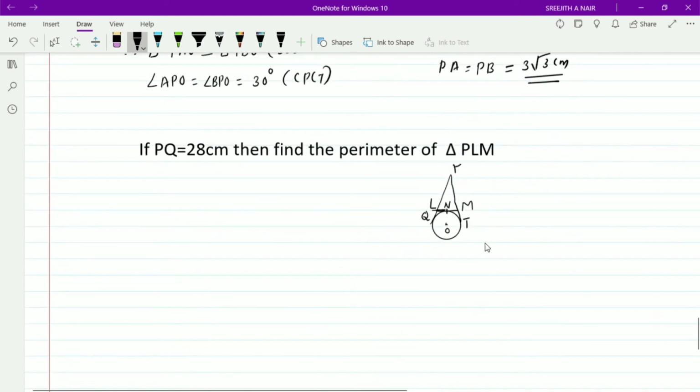Now the next question: if PQ is equal to 28 centimeter, then find the perimeter of triangle PLM. These all are important questions, and this is from the 2020-21 CBSE sample paper. I have taken these questions, so practice these questions.